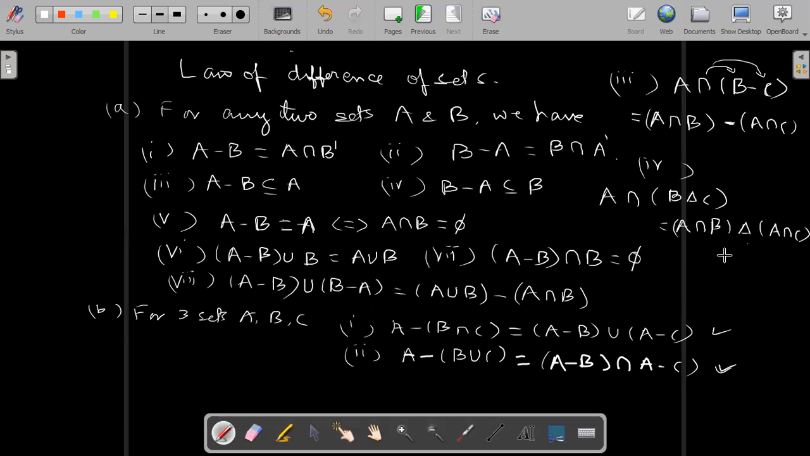So these are the properties which can be asked to prove also. So how to prove these properties? Then we have disjoint sets, complement of a set, and some properties of complement. Then we will finish this part and the last part will be left.